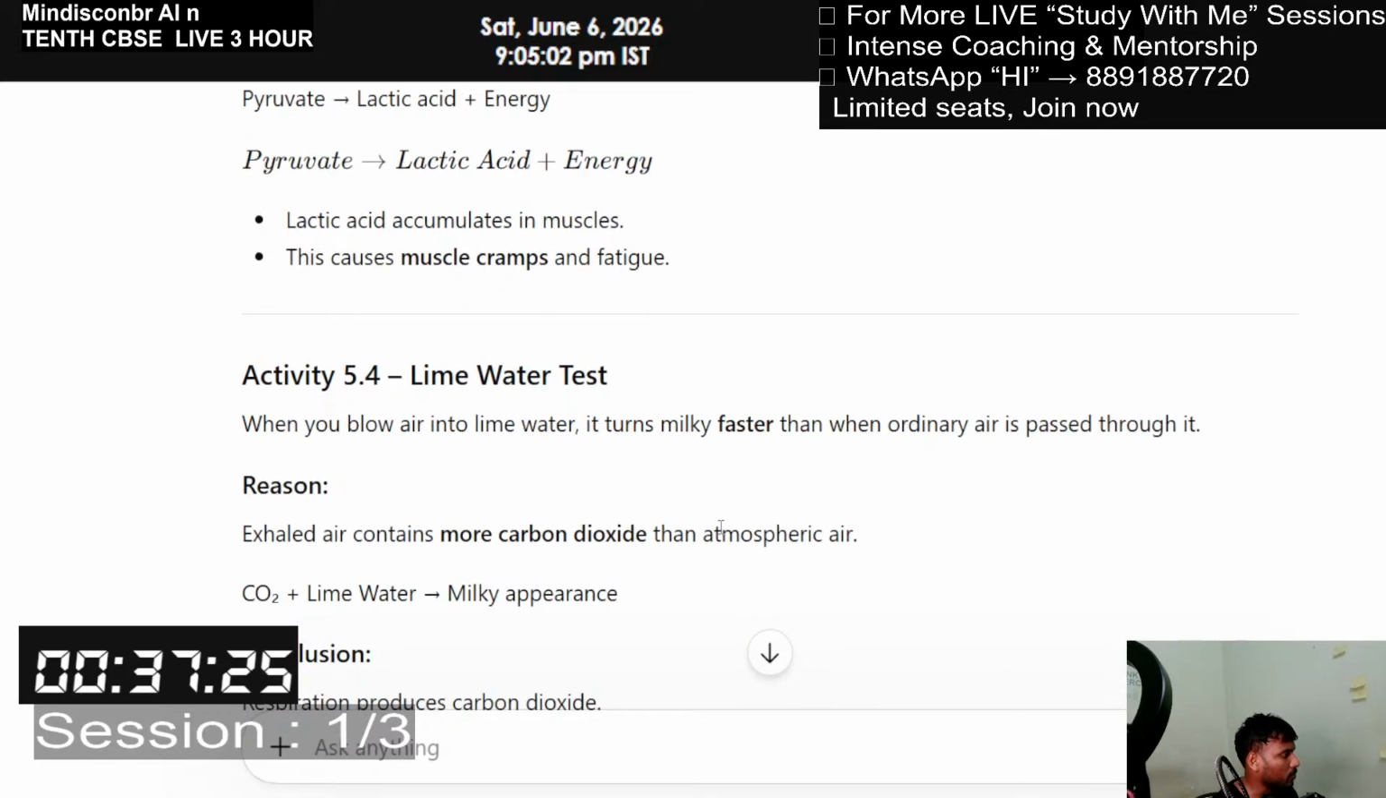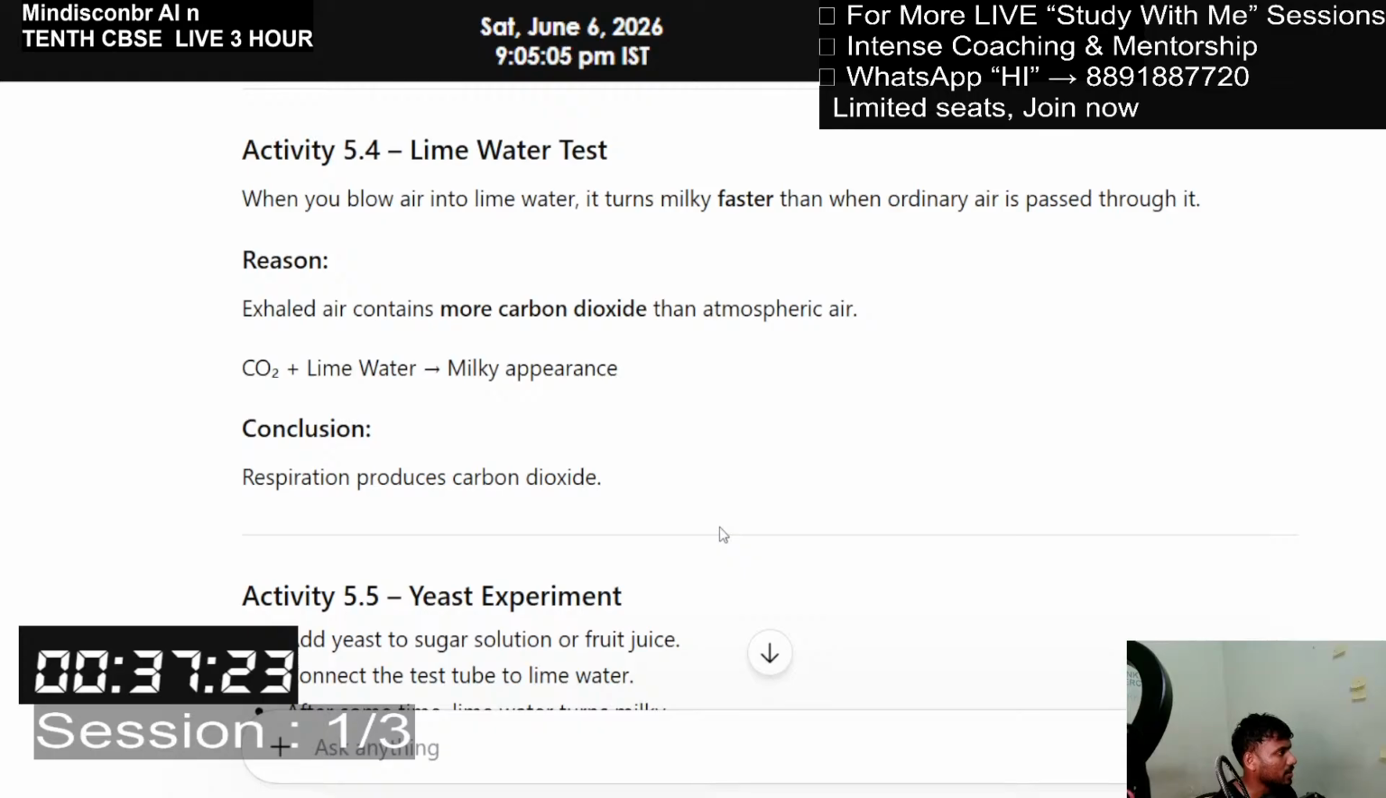Lime water test 5.4. What is the activity?